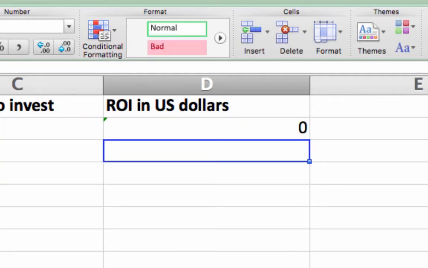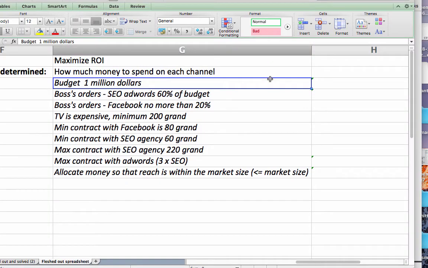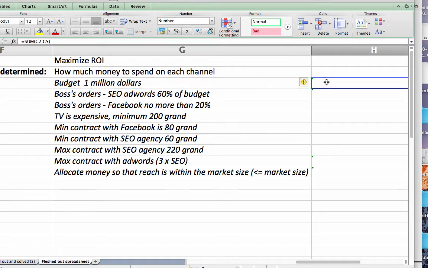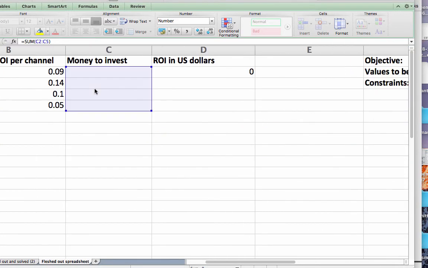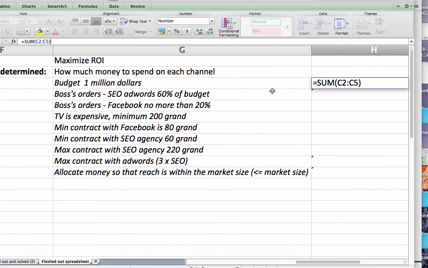Now we need to also represent our constraints mathematically. So let's go over here and look. We've got our budget is $1 million. That should be easy to represent mathematically. We simply type in our budget. Now we've got SUM(C2:C5), so we know that our budget is going to be all of these added up. Each one of all these added up together should be $1 million. That's how we want to allocate it. So I've got just the sum of C2 through C5 over here on H3.